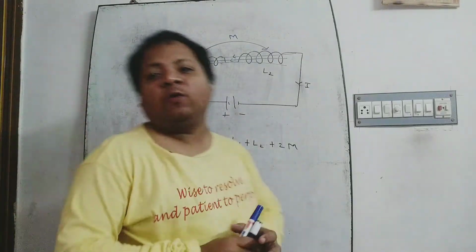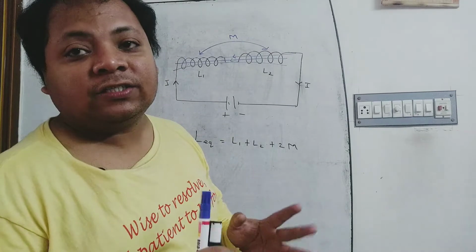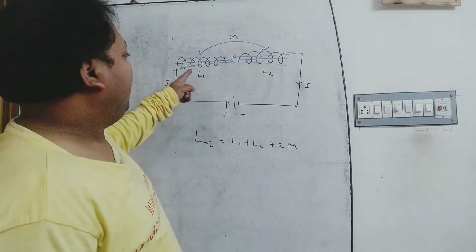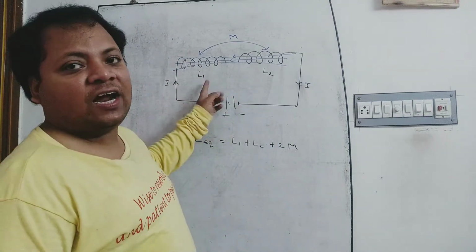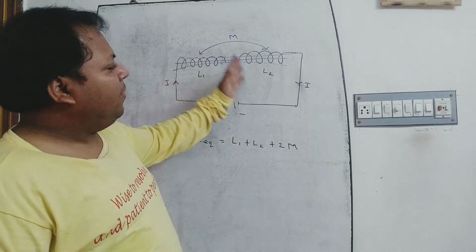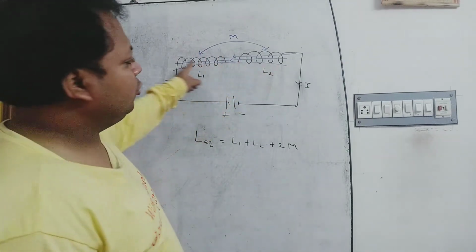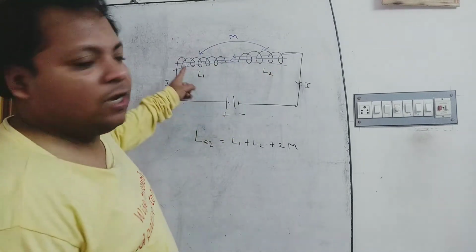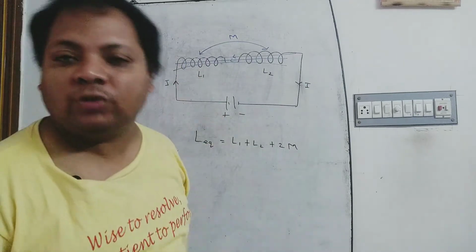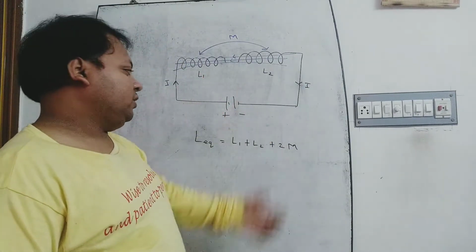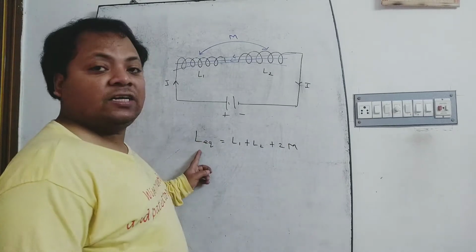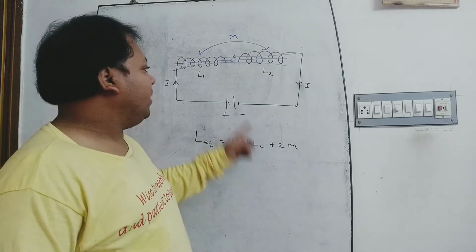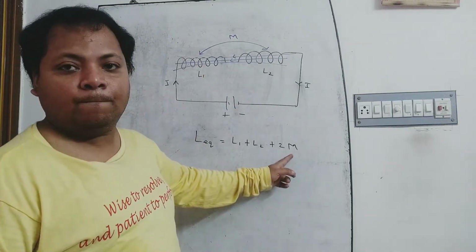Now we are going to find the equivalent self-inductance of the two coils. Let L1 and L2 be the two coils connected in series in a manner that the lines of force pass through each coil in the same direction, and capital M is the coefficient of mutual inductance between the two coils. Therefore L equivalent, that is the equivalent coefficient of self-inductance, is equal to L1 plus L2 plus 2M.